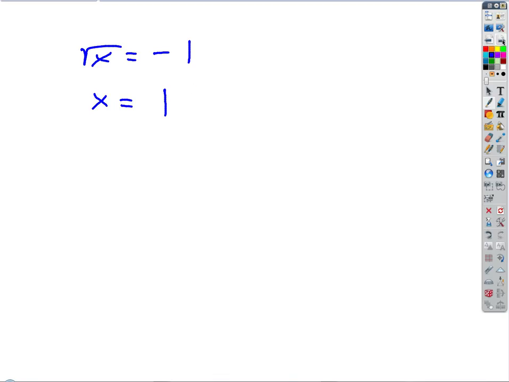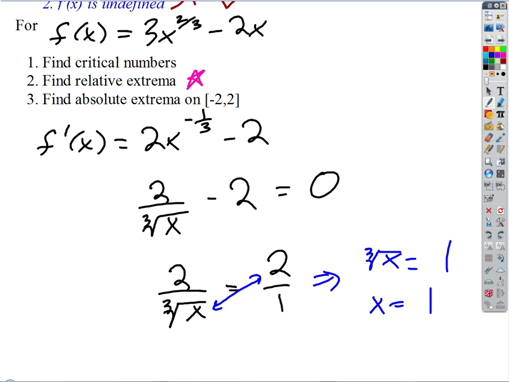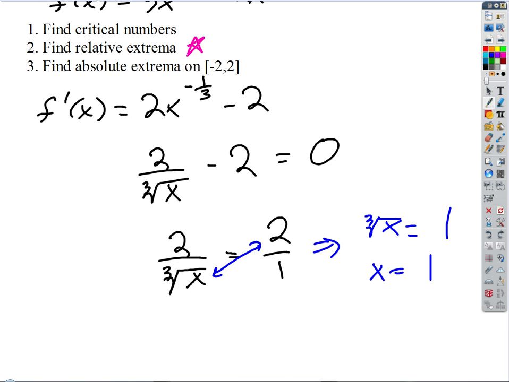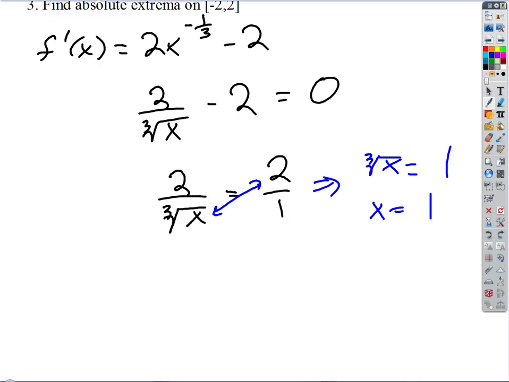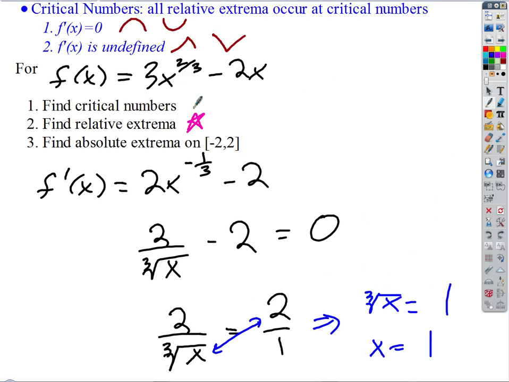Okay, good. So here, it's going to work this time. We get 1 for an answer. If I plug 1 back in there, the cube root of x is 1, isn't it? So that makes sense. So 1 is one critical number. We'll collect our critical numbers up here. Find the critical numbers: x equals 1. That worked. What other work do we have yet to do on this one?